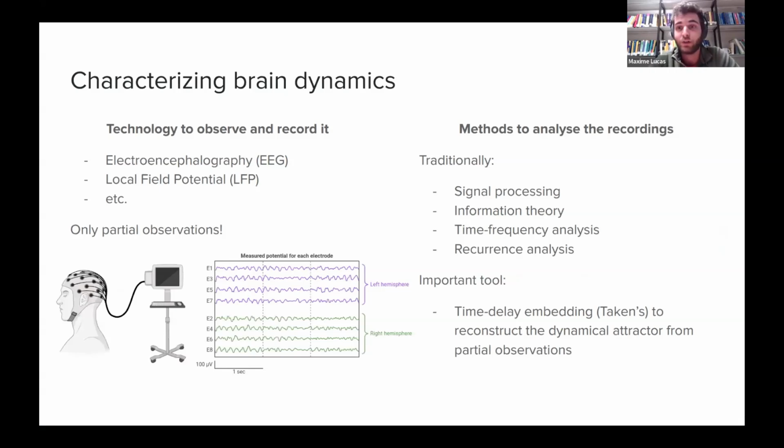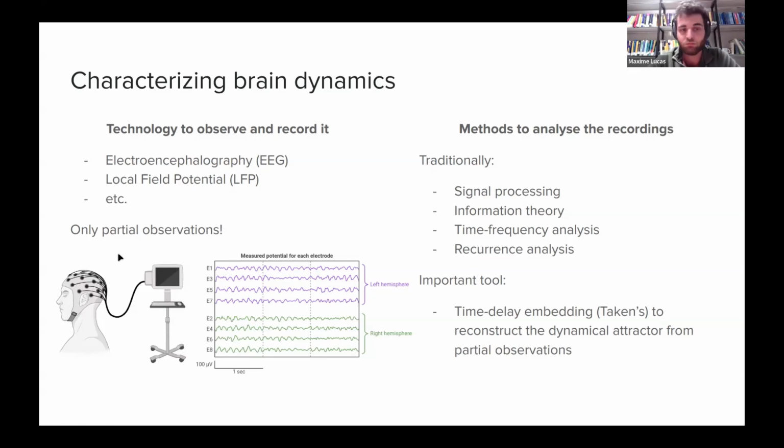Before we can characterize brain dynamics, we first need technology to observe and record it, because this is not obvious. There are now many tools and technologies. For example, we can use electroencephalography. This is a non-invasive technique where usually you put a cap on your head and record electrical signals with different electrodes and channels at different positions on your scalp. So this is a non-invasive method that records electrical activity of the brain.